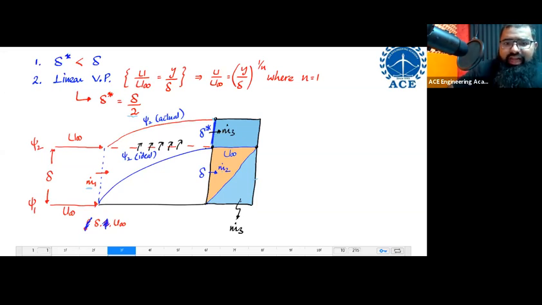Someone has asked, will the value of delta star upon delta be the same? Very good question. Delta star upon delta is going to be constant for a given velocity profile. For example, for a linear velocity profile, it is half, always half. For a sinusoidal velocity profile, you will get something else, let us say 2 by 3, and that will be constant, 2 by 3 every time. As the velocity profile changes, delta star upon delta is of course going to change.